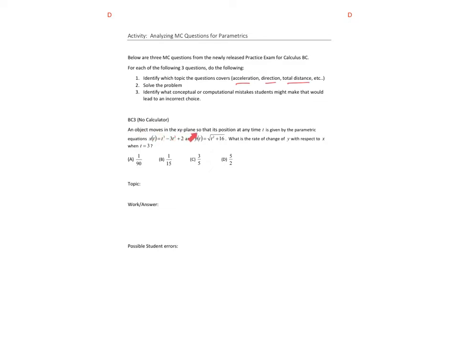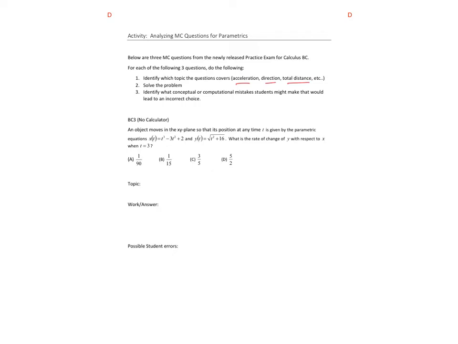So the object moves in the XY plane, and you have to take notice if it's on the x-axis versus the xy plane, because now it's also going to move in the y direction. They don't want you to just take the x portion; you might have to do both. Its position at any time is given by the parametric equations. What is the rate of change of y with respect to x when t is 3?